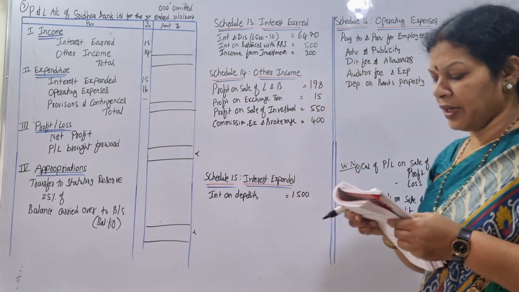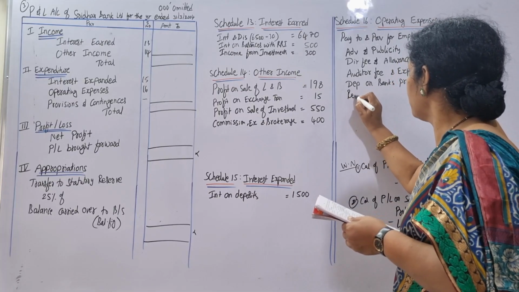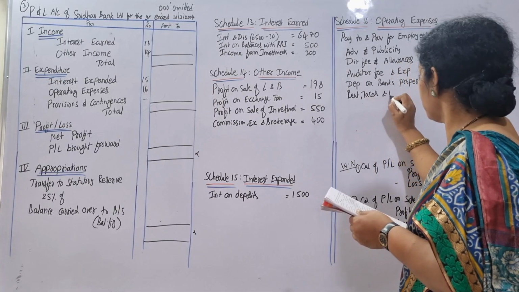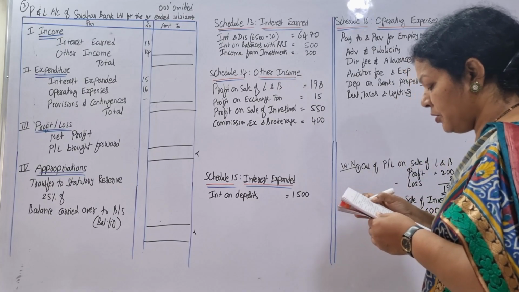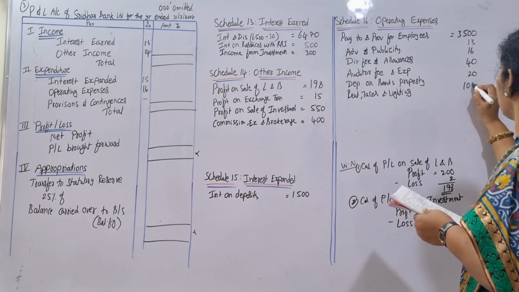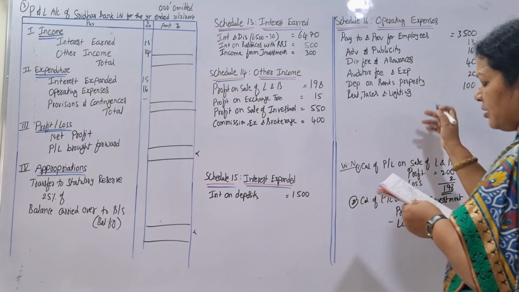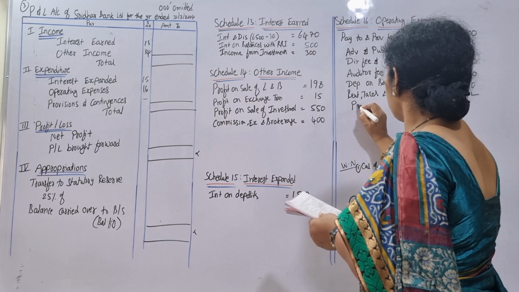Next, rent, taxes and lighting, operating expenses. Rent, taxes and lighting. How much is it? 100. Printing and stationery, once again it comes here, 12.